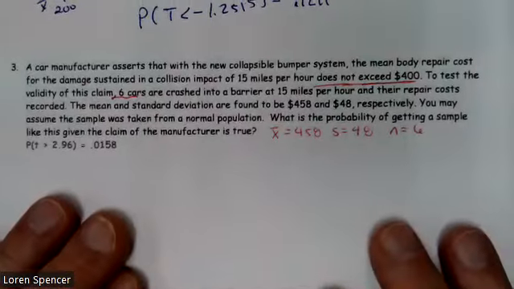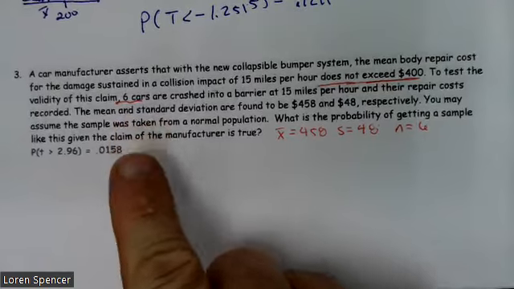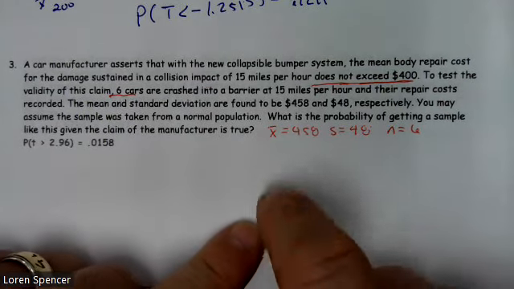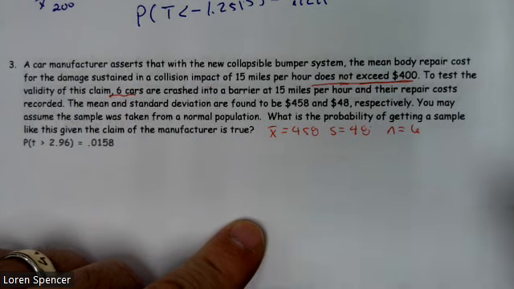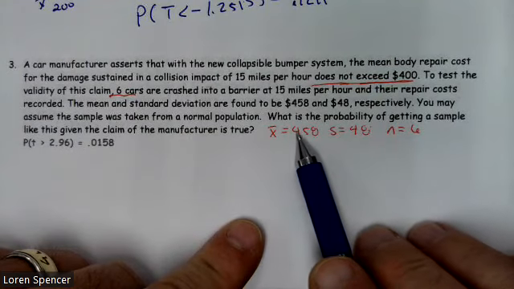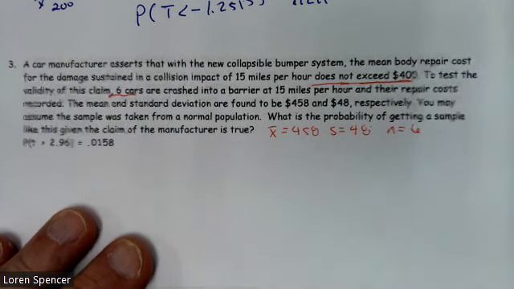All right, number 3. A manufacturer asserts that the new collapsible bumper system, the mean body repair cost for the damage of an impact of 15 miles per hour does not exceed $400. To test the validity of the claim, 6 cars, so I have a sample size of 6, are crashed into the barrier at 15 miles an hour, and the repair costs are recorded. The mean and standard deviation are found to be 458 and 48. So X bar is 458, S is 48. You may assume the sample is taken from a normal population. What's the probability of getting a sample like this, given the claim of the manufacturer is true?